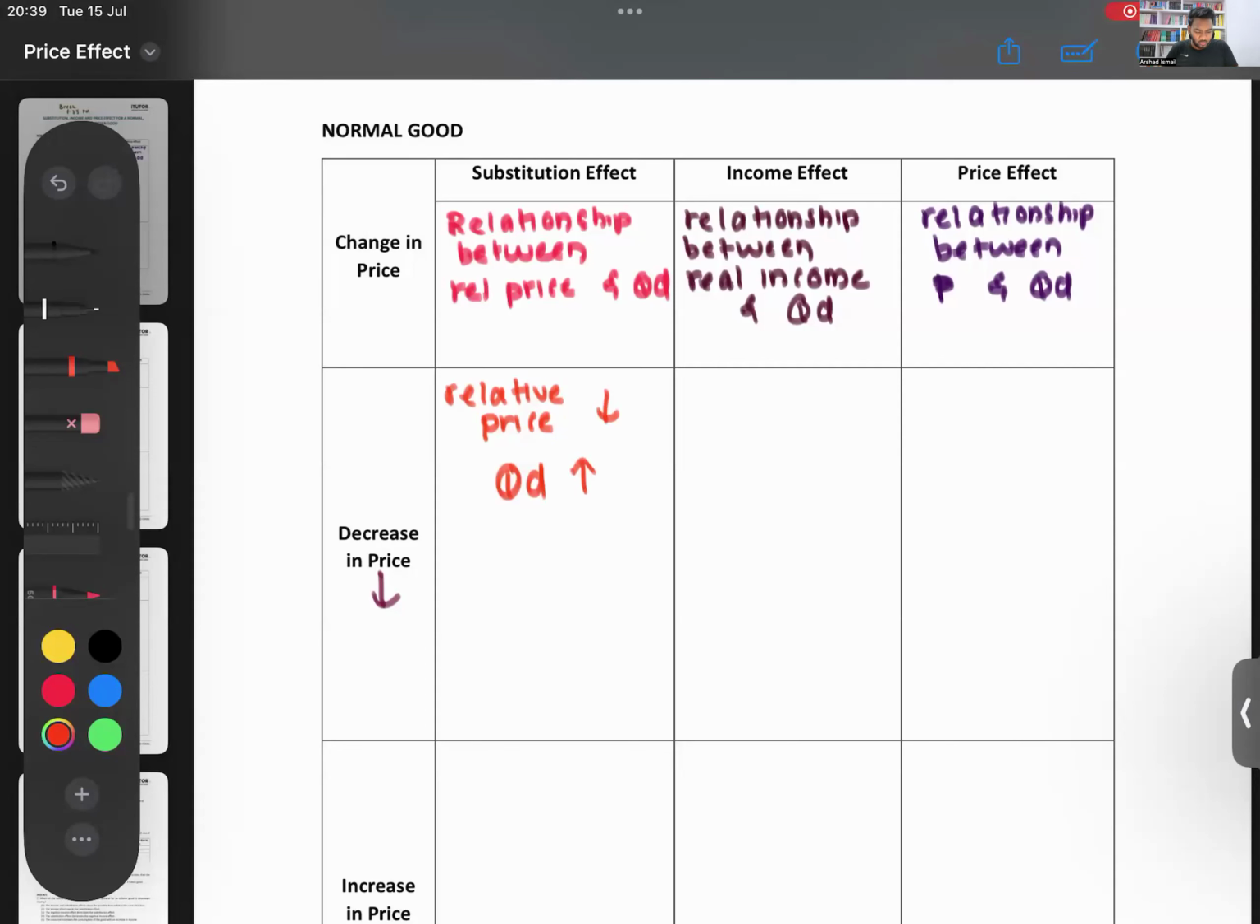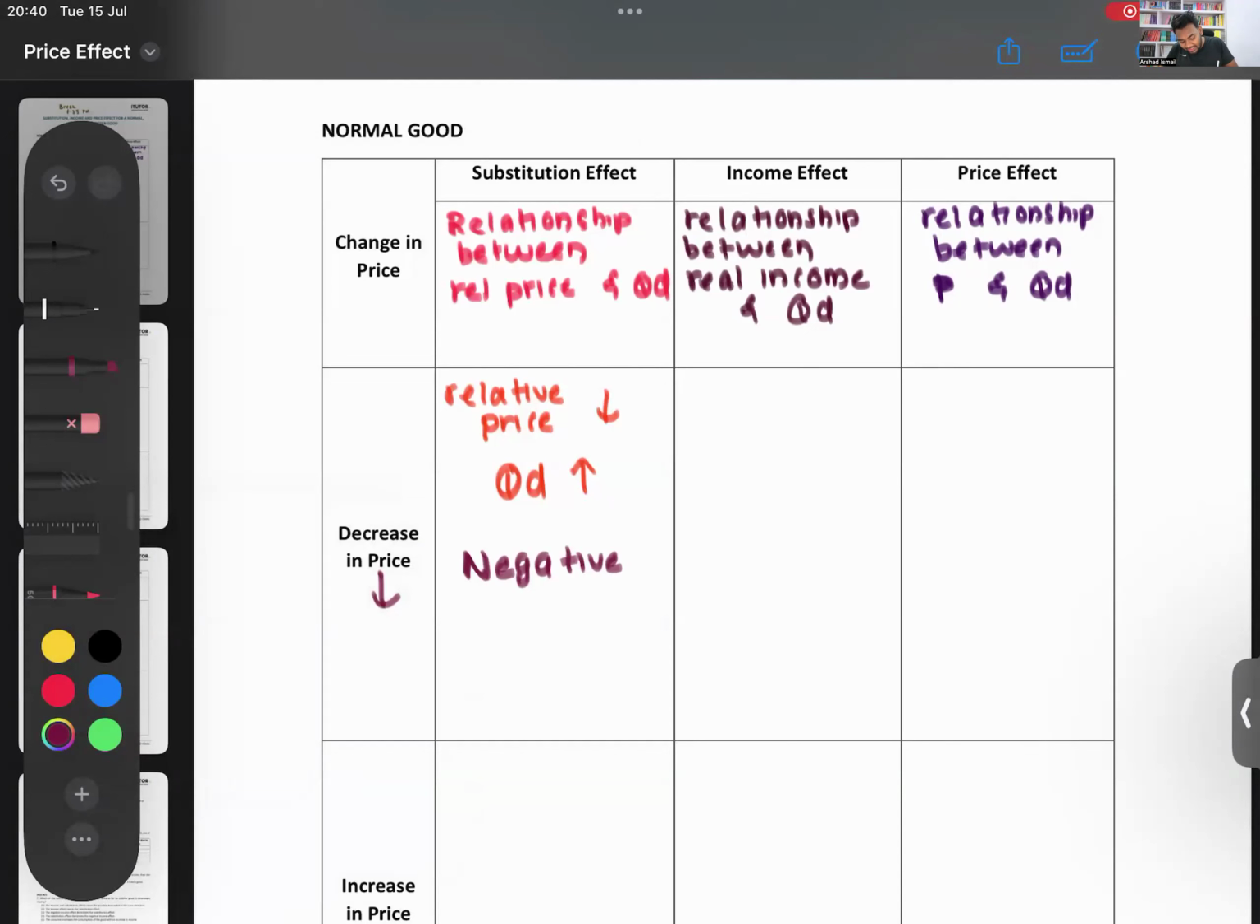Now, when talking about the substitution effect, we look at the relationship between relative price and QD. Is there a positive or a negative relationship here? Relative price is coming down, QD is increasing. The two variables are going in opposite directions. That means there is a negative relationship. Therefore, we say the substitution effect is negative.